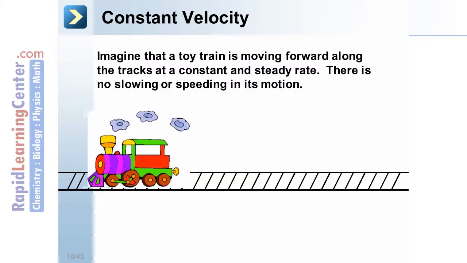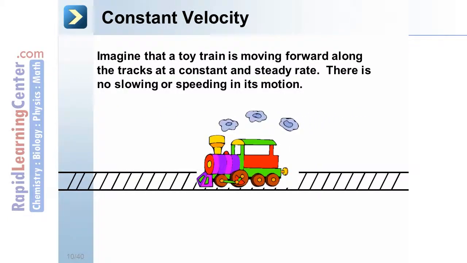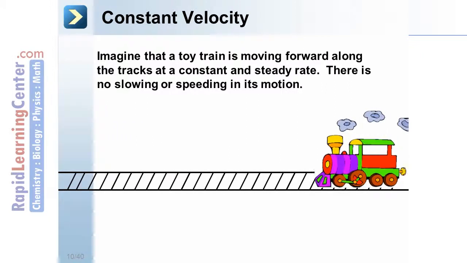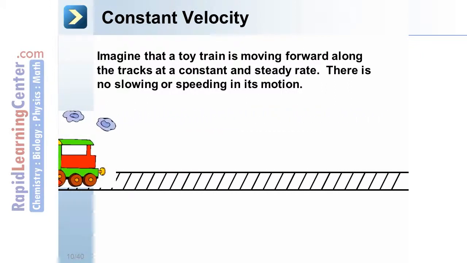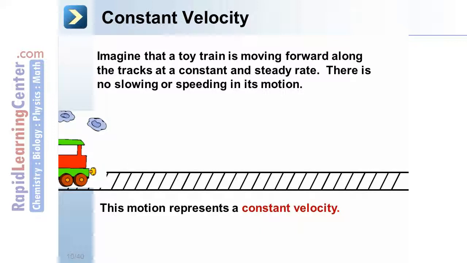Imagine a toy train is moving along the tracks at a constant and steady rate. There is no slowing or speeding in its motion. Notice how the train moves at that same rate. This motion represents a constant velocity.